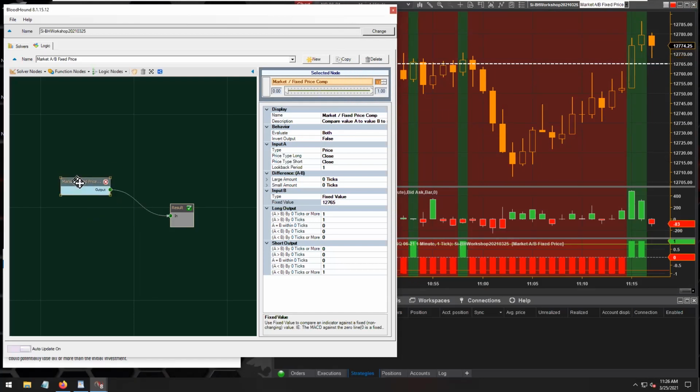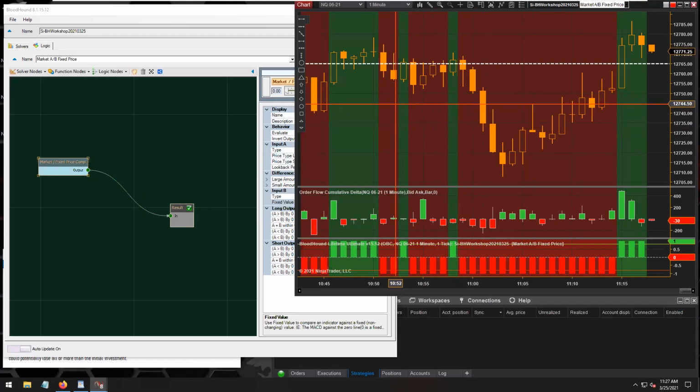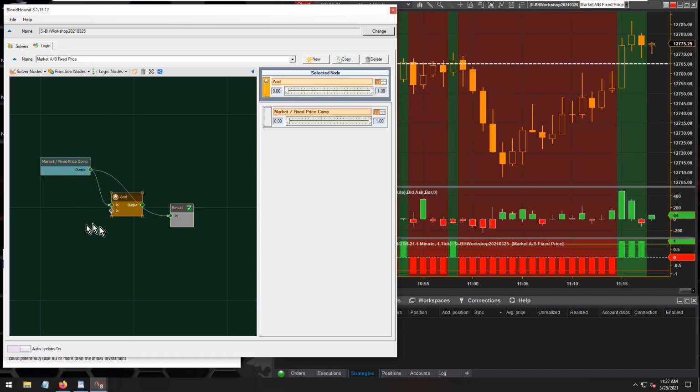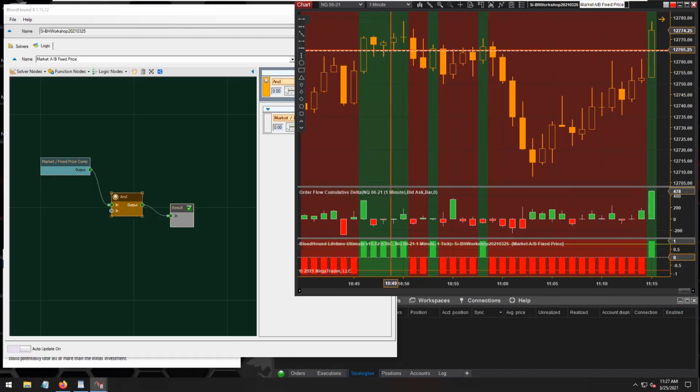Pretty straightforward. And of course, you can take this solver and add it to any other kind of logic as well. If you have some other conditions to do some additional filtering, maybe other market requirements, you can take this one solver and take an AND node and combine it with other solvers to add other filters. So you can filter so that only long signals will occur above that price, and only short signals will occur below that price.